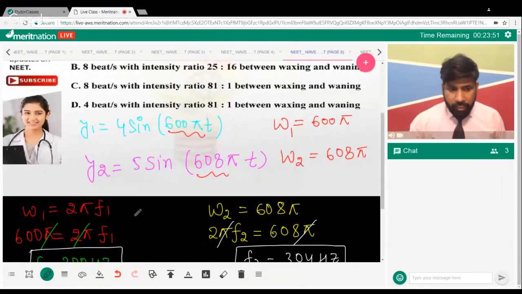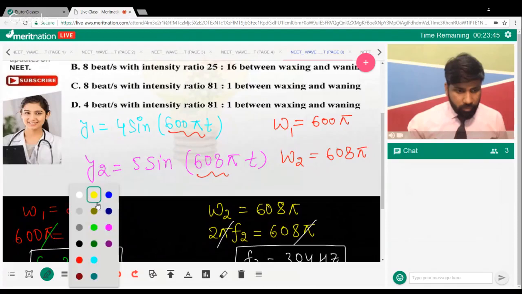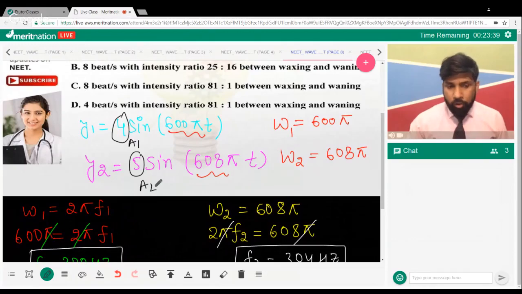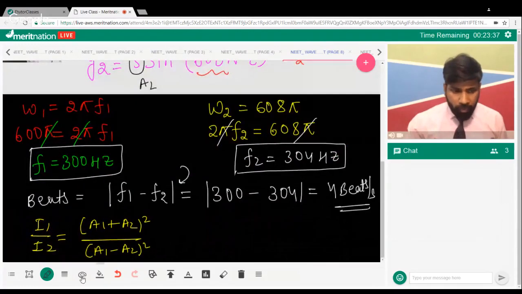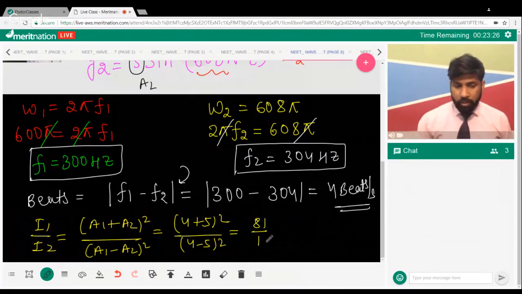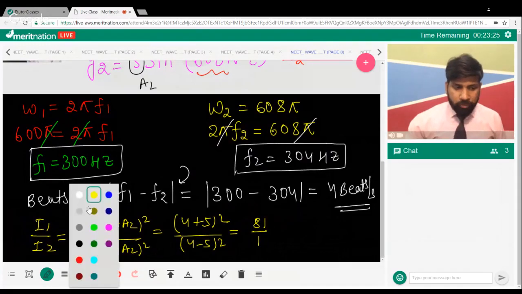Students, here A1 is the amplitude of the first wave and A2 is the amplitude of the second wave. So 4 and 5. This is 4 plus 5 whole square over 4 minus 5 whole square. So I think we are getting 81 by 1. Students, please try to focus on these points.